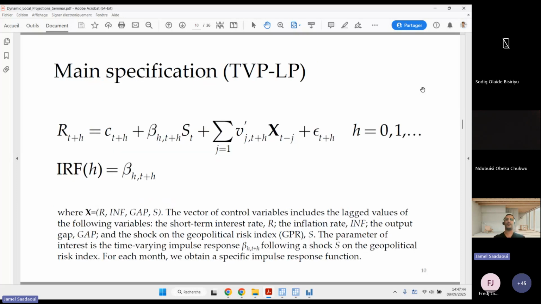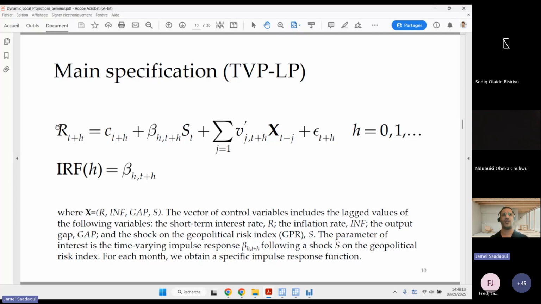So you already saw the setup in the time for the panel local projection. Here, I will just ask you to focus your attention on the main specification, which is the newest, the frontier, so to speak: the time-varying local projection. It's a paper by Inoue, Wang and Rossi, published in the Journal of Econometrics in 2024, so last year.